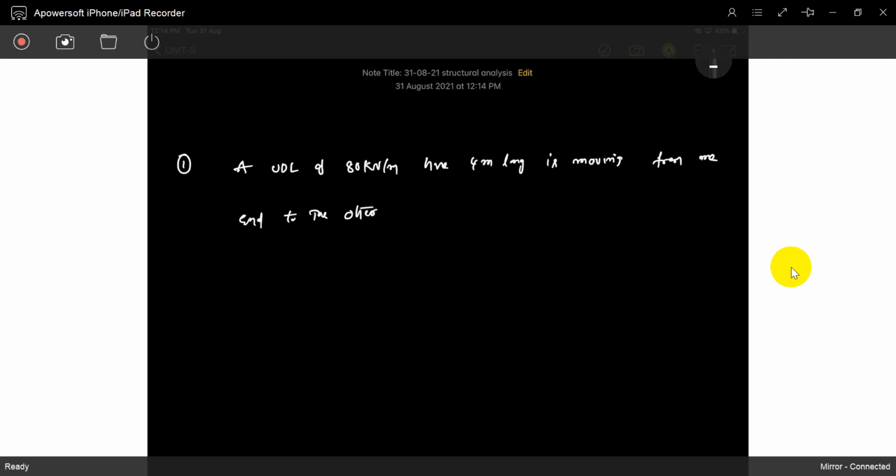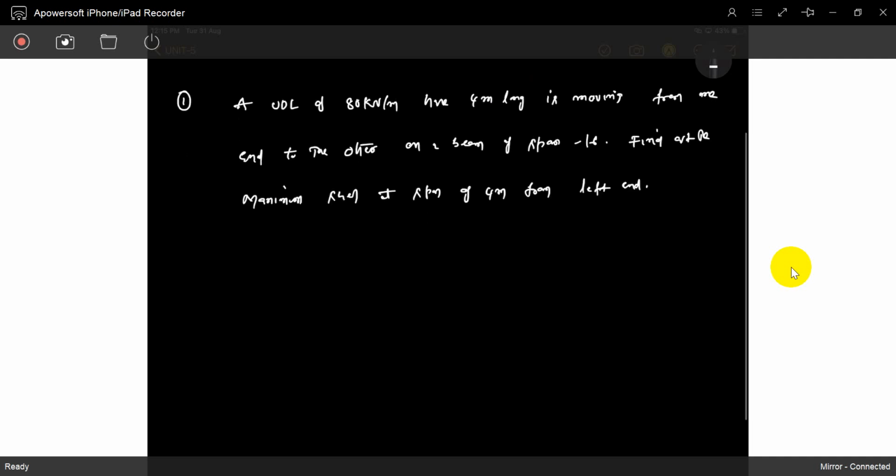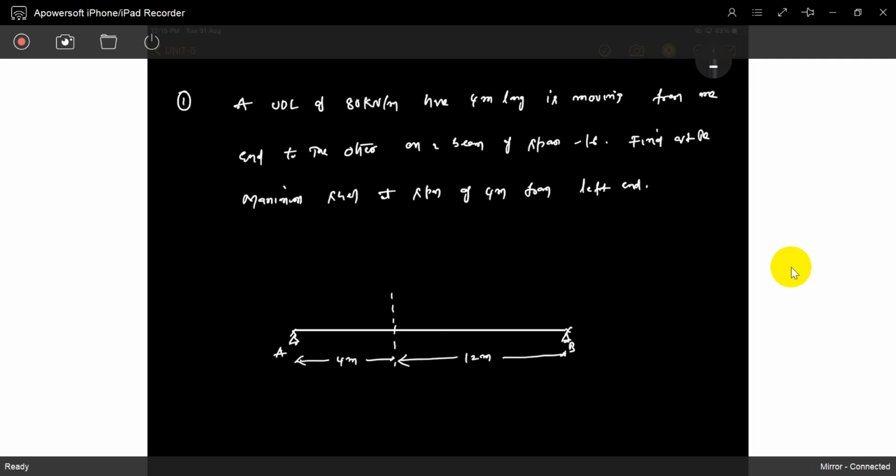Okay, on a beam of span 16 meters, find out the maximum shear at 4 meters from the left end. Just see, very simple. It is a span AB, you can call it AB, a simply supported beam. He asked, find out the maximum shear at 4 meters from the left end.